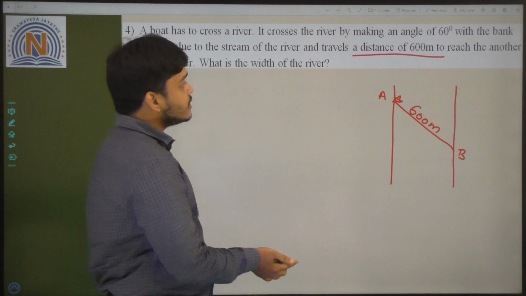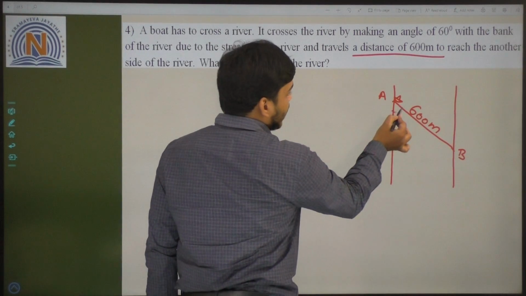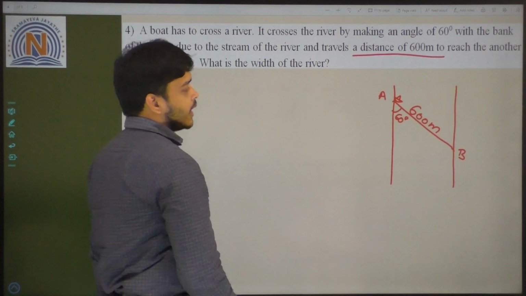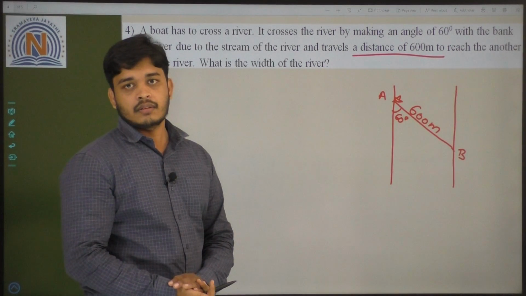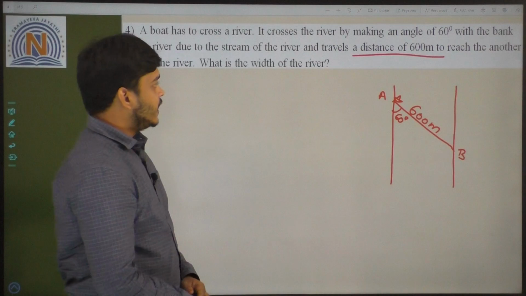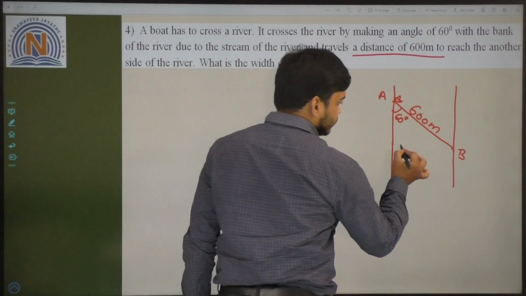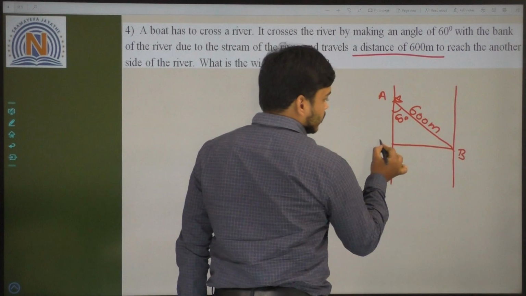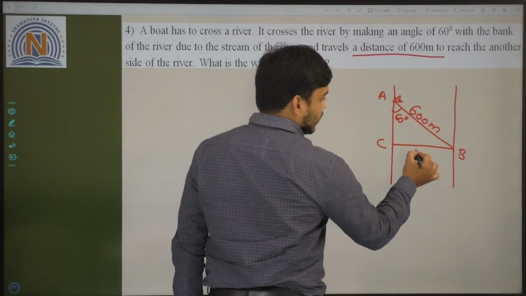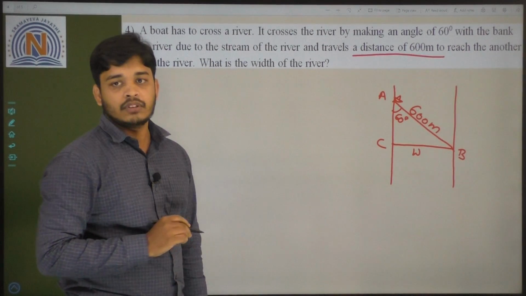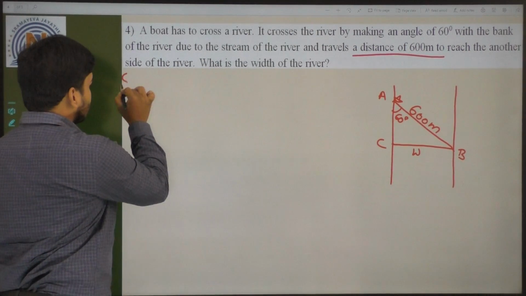Right, and it makes an angle with the bank of 60 degrees. Now we need to calculate the width of the river. BC is the width of the river, W. Let it be. Now the solution.